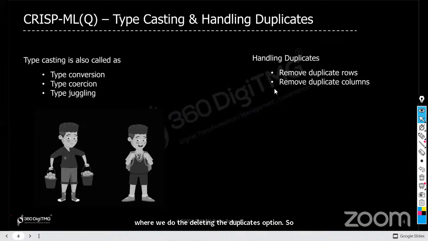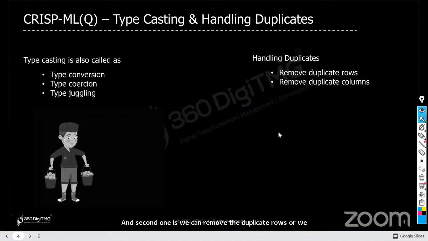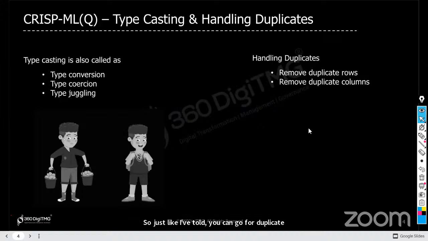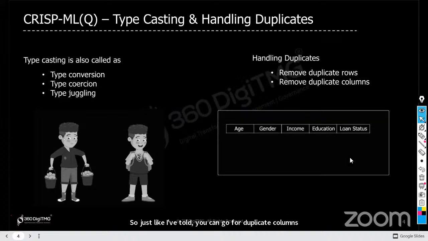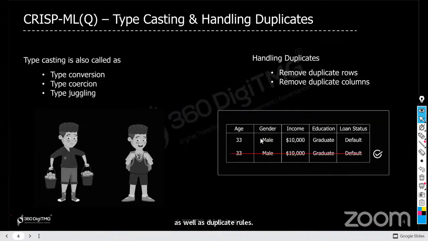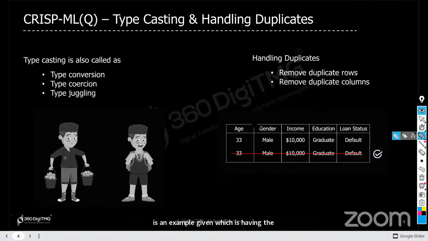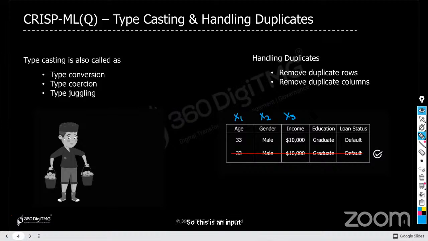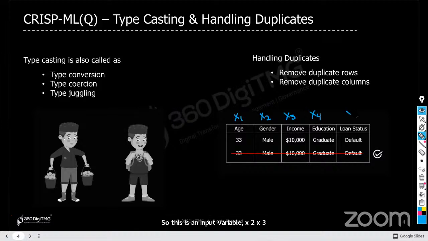So here, handling the duplicates, first way is adding, which I told you the example. And second one is, we can remove the duplicate rows or we can remove the duplicate columns. So just like I've told, you can go for the duplicate columns as well as the duplicate rows. Let's see what is the example present over here. So here is an example given, which is having the input variables as well as an output variable. So this is an input variable x1, x2, x3, x4, and based on this, I am getting the output variable.